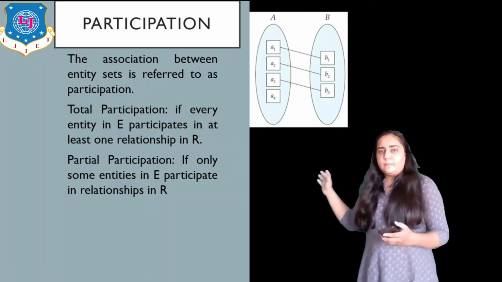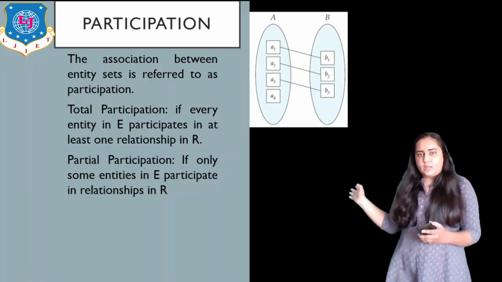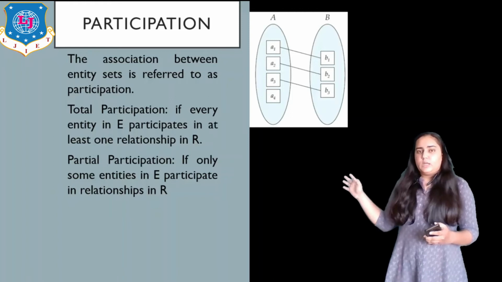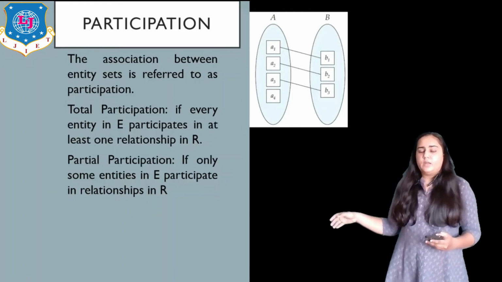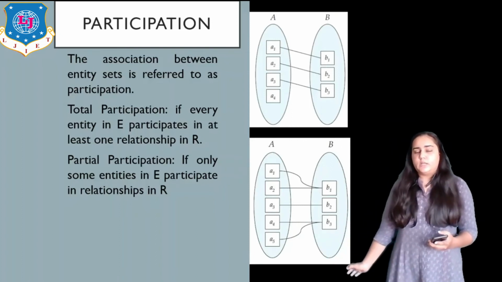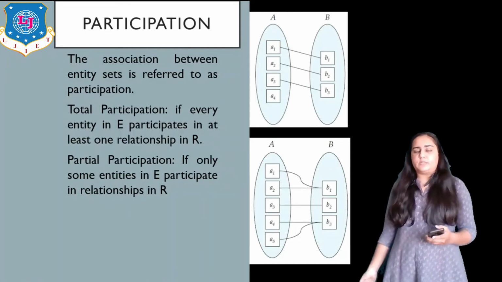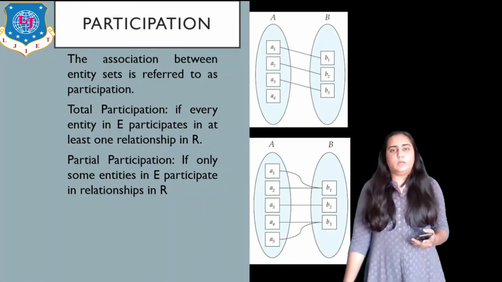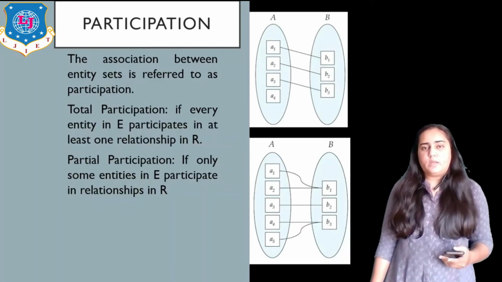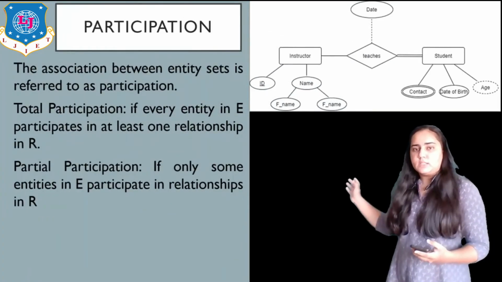But if you look at B, then all entities of B are connected with something in A. And so you can say that B is having a total participation in this relationship. And we can take a look at another diagram here. Here you can see that both the entities are totally participating in the relationship. And that is what participation is. And I can also show it to you in a diagram.